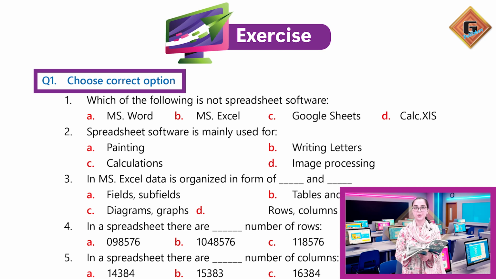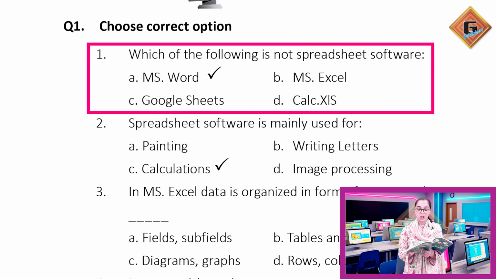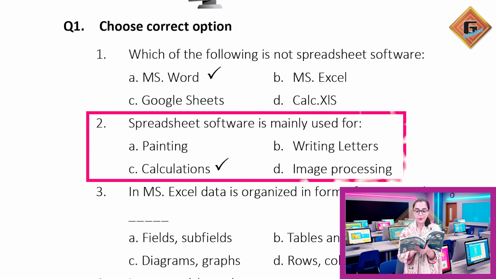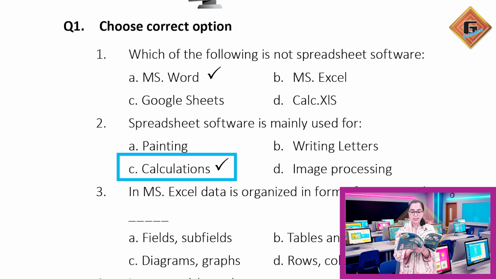So students, the first question of our exercise is MCQs based question, and the first MCQ is which of the following is not spreadsheet software? A. Microsoft Word, B. Microsoft Excel, C. Google Sheets, D. Calc XIS, and the correct answer is A. Microsoft Word. Second MCQ is spreadsheet software is mainly used for A. Painting, B. Writing letters, C. Calculations, D. Image processing, and the correct answer is C.